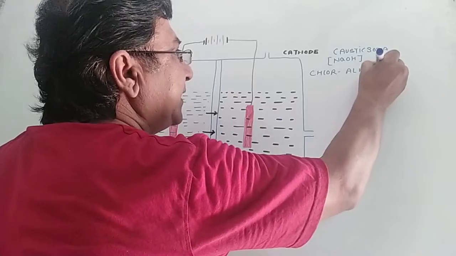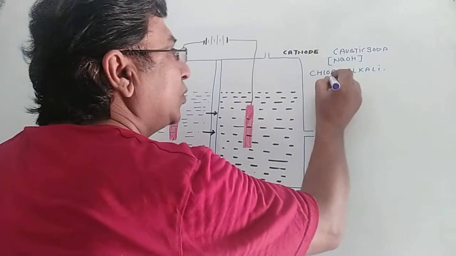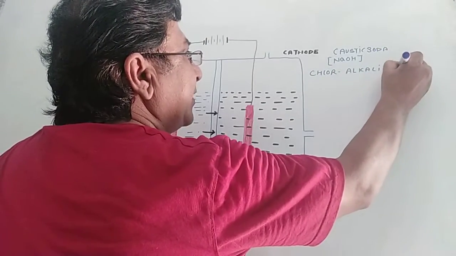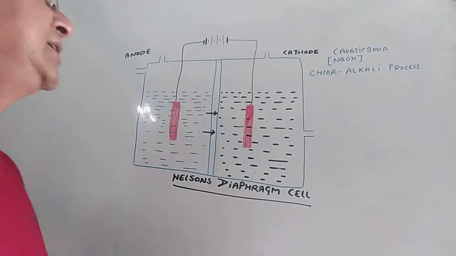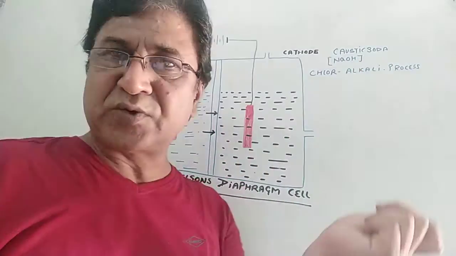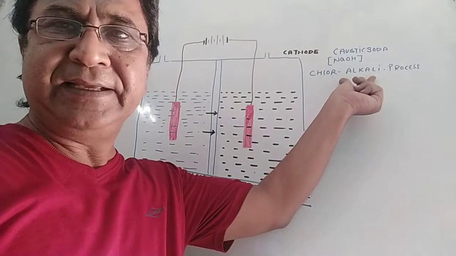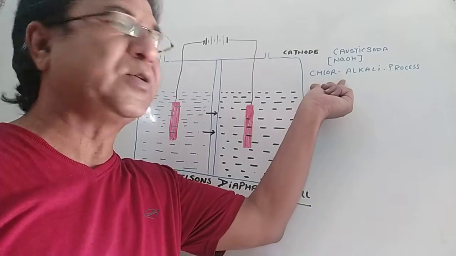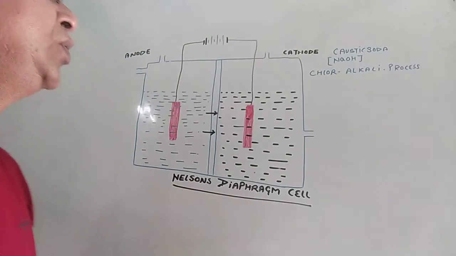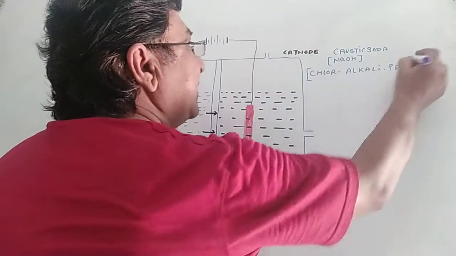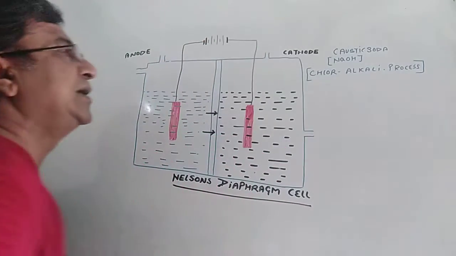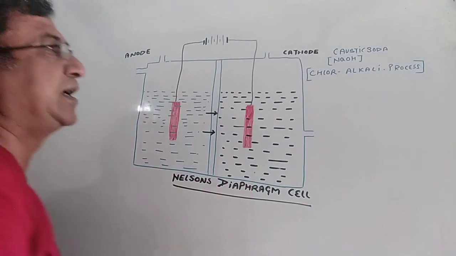Chlor-alkali process. Why is it called so? Because a base dissolved in water is called an alkali, and caustic soda in water gives us alkali. Along with the alkali, we also get chlorine. That is why the name chlor-alkali process is given. So this is the name of the process by which we get caustic soda.